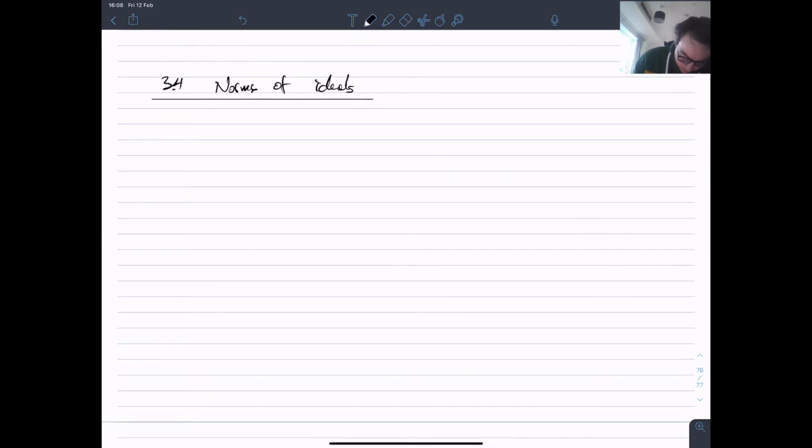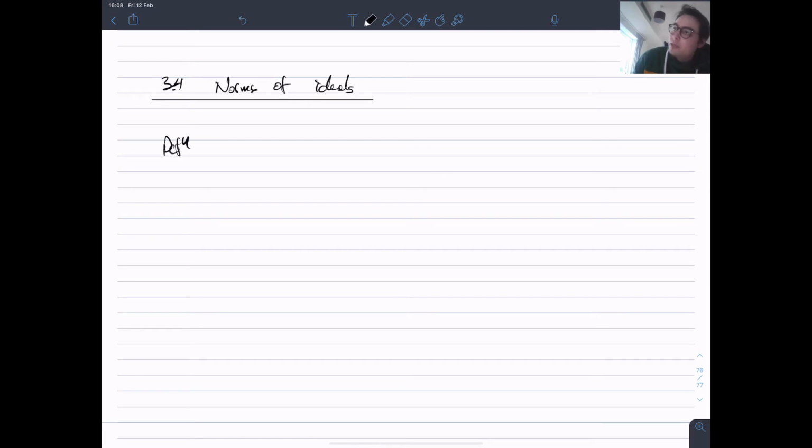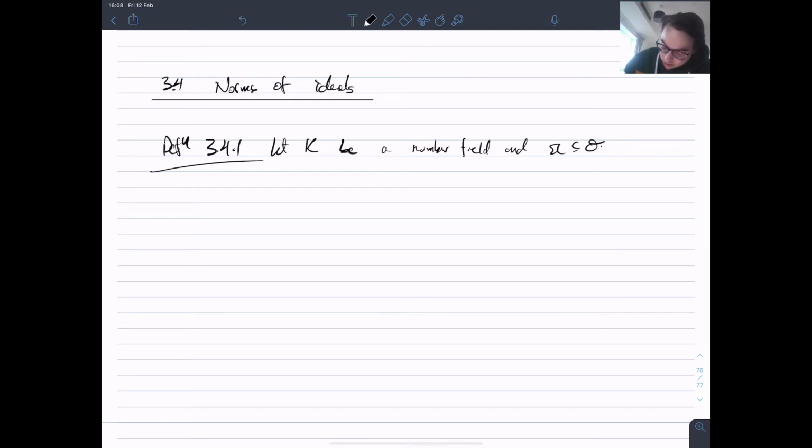So what is a norm of an ideal? Definition 3.4.1. Let K be a number field. From now on, I'll probably go back to just working with number fields, although all of this will work for Dedekind domains. Let K be a number field, and let's take some ideal A of O_K, an ideal.